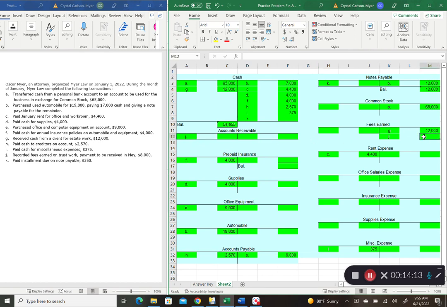Again, fees earned is a revenue account. To increase a revenue account, you will credit it. We didn't get paid, however. They're not going to pay us until May. We made arrangements with them. We said that we've performed the work now, but you have until May to pay us.